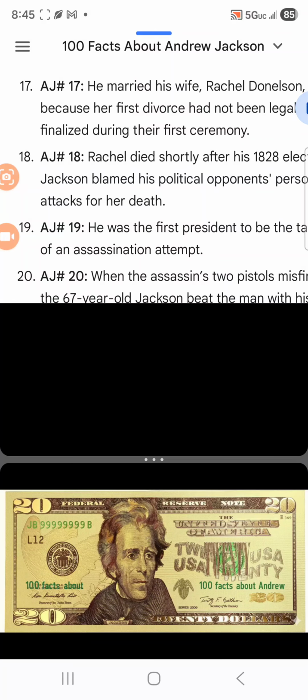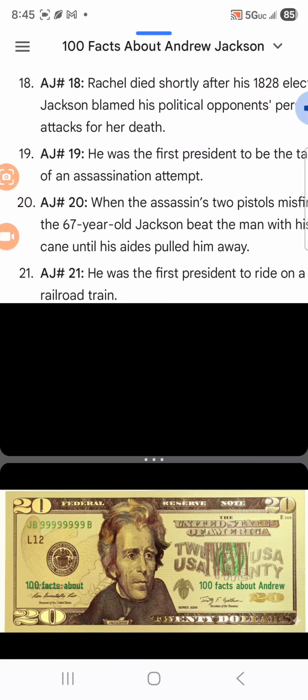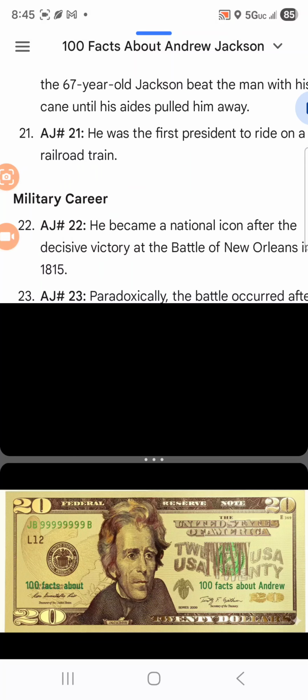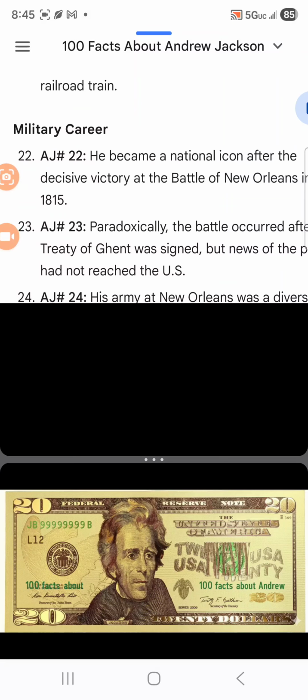AJ number 19. He was the first president to be the target of an assassination attempt. Another allusion to Abraham Lincoln, because Abraham Lincoln was also a target of an assassination. AJ number 20. When the assassin's two pistols misfired, the 67-year-old Jackson beat the man with his cane until his aides pulled him away. AJ number 21. He was the first president to ride on a railroad train. Military career.